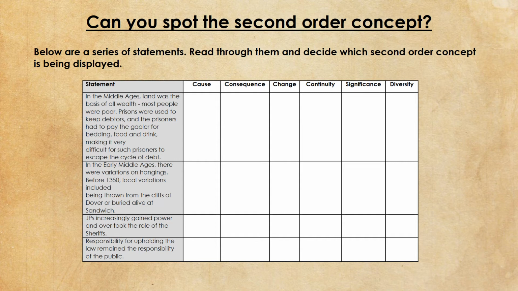Below are a series of statements. What I would like you to do is read through each of them in the grey boxes, and decide which second order concept is being displayed. So pause the video here, have a read through them, and then see in your head if you can work out which of those second order concepts you think are being displayed in each of the examples. And then we'll come back together and have a read through them.